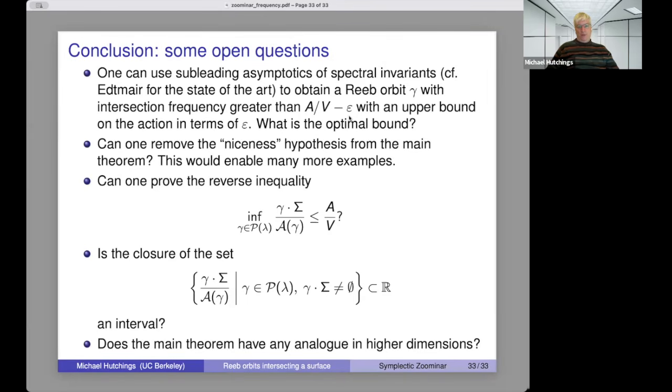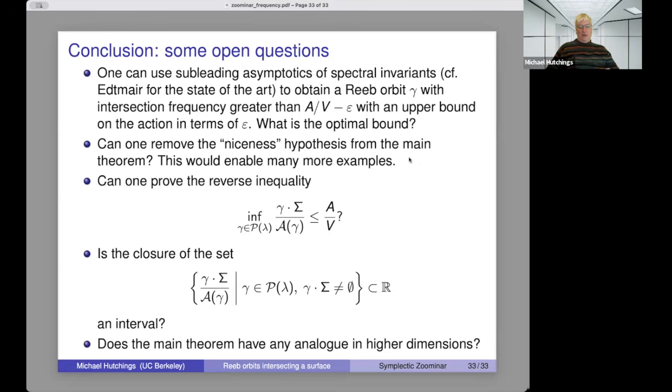So when I tried it, I got some pretty bad upper bounds, like O of epsilon to the minus 1 over 30 or something crazy like that. Sorry, O of epsilon to the minus 30 is what I meant to say. So I got some very bad upper bound. There's a new paper by Oliver Edtmair, which recently appeared, which gives very good subleading asymptotics. So if you use that and maybe improve some of the arguments in the proof, then you can get a good bound on this. Second, I'd really like to remove the niceness hypothesis. I just wasn't smart enough.